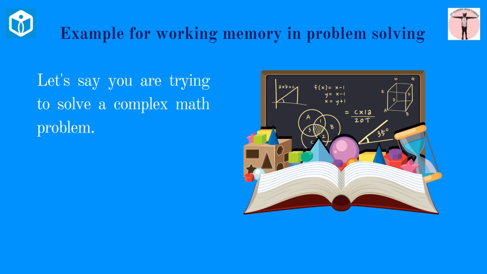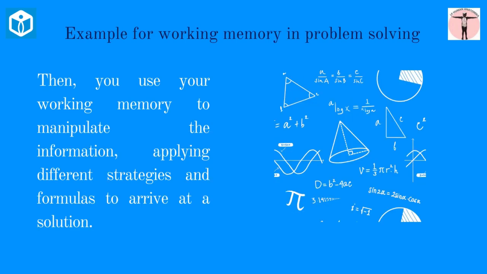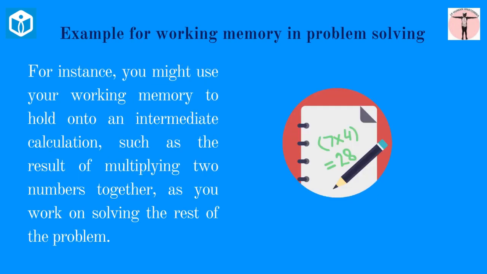Let's say you are trying to solve a complex math problem. First, you use your working memory to hold on to the information provided in the problem, such as the numbers, variables, and operations. Then, you use your working memory to manipulate the information, applying different strategies and formulas to arrive at a solution. For instance, you might use your working memory to hold on to an intermediate calculation, such as the result of multiplying two numbers together, as you work on solving the rest of the problem.